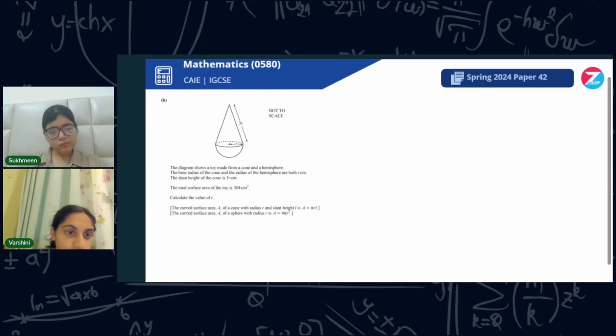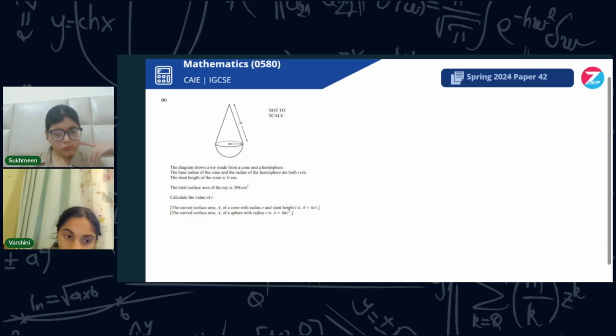Okay, for the next question, part B, the diagram shows a toy made from a cone and a hemisphere. The base radius of the cone and the radius of the hemisphere are both r centimeters. The slant height of the cone is 3r centimeters, and the total surface area of the toy is 304 centimeters squared. And they want us to calculate the value of r.